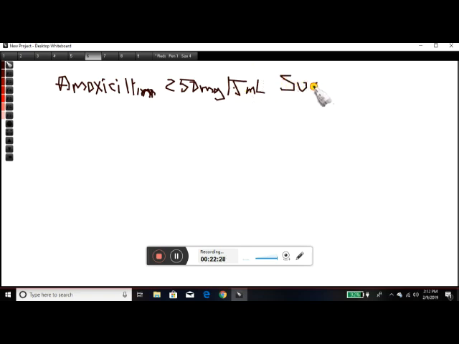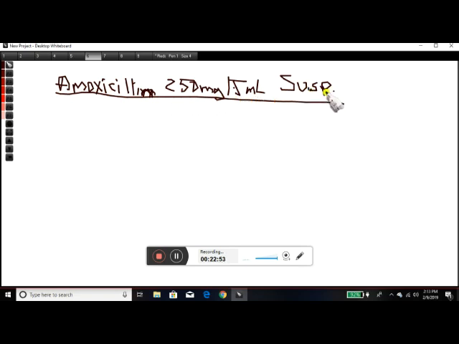And if you go back to our pharmacology series, suspensions are going to need to be dissolved into water. This is a reconstitutable powder. So when you get this, you're going to have to add a certain amount of water to it. But we'll talk about that in the next video. We'll talk about reconstituting in the next video.